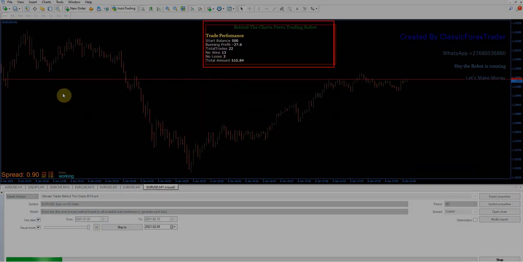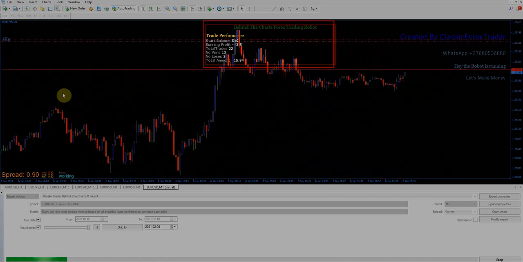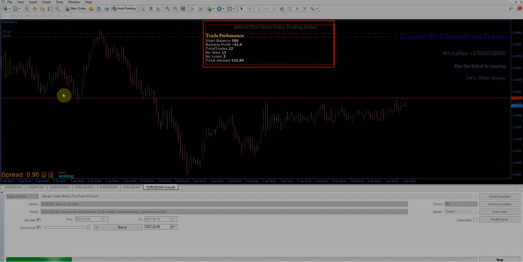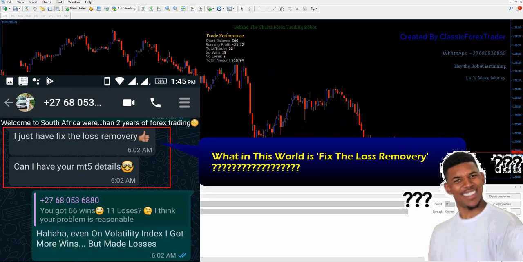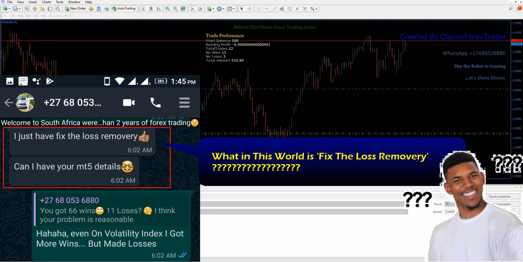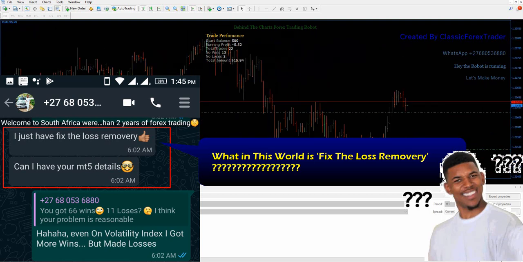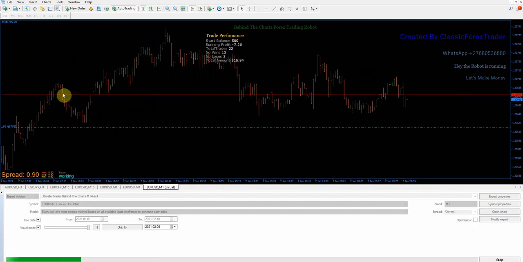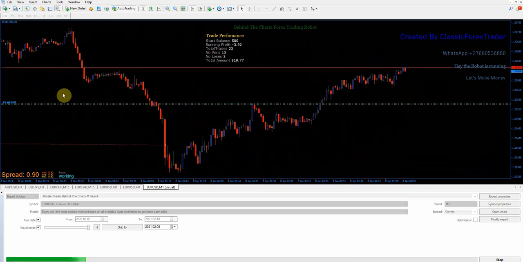Keep an eye on the trade performance to see how the bot is performing on backtest. But later he somehow accepted that his robot made a loss and promised me that his boom crash expert advisor will recover my losses. If not, he would refund me my money, which he did not, obviously.